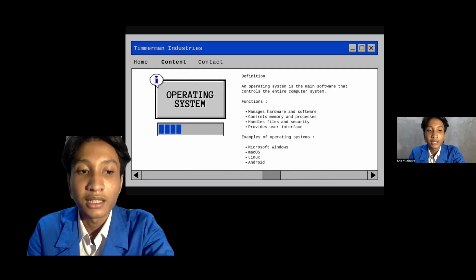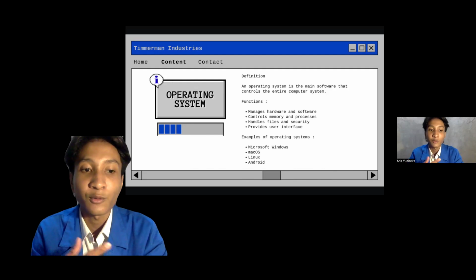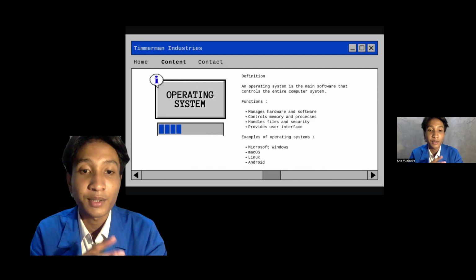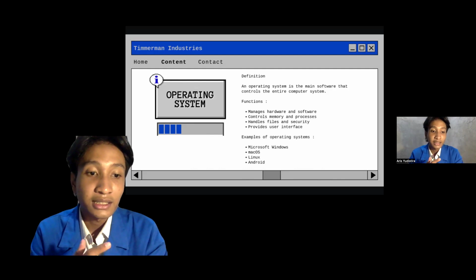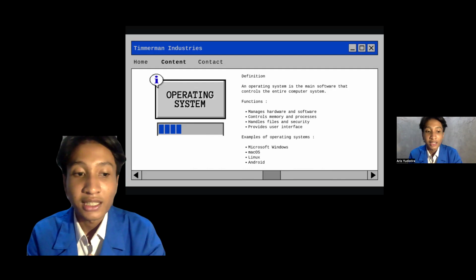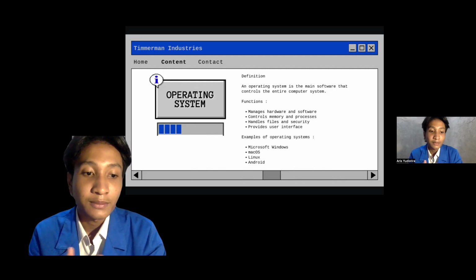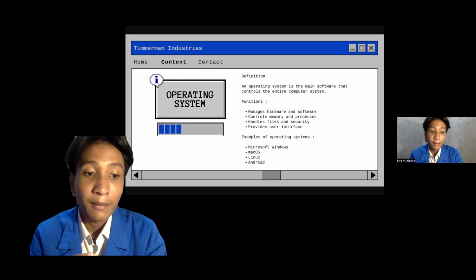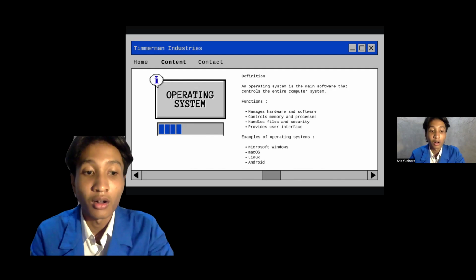Operating system is the main software that controls the entire computer system. The operating system manages hardware and software resources, controls memory and processes, handles files, and provides security. Examples of operating systems are Microsoft Windows, Mac OS, Linux, and Android.